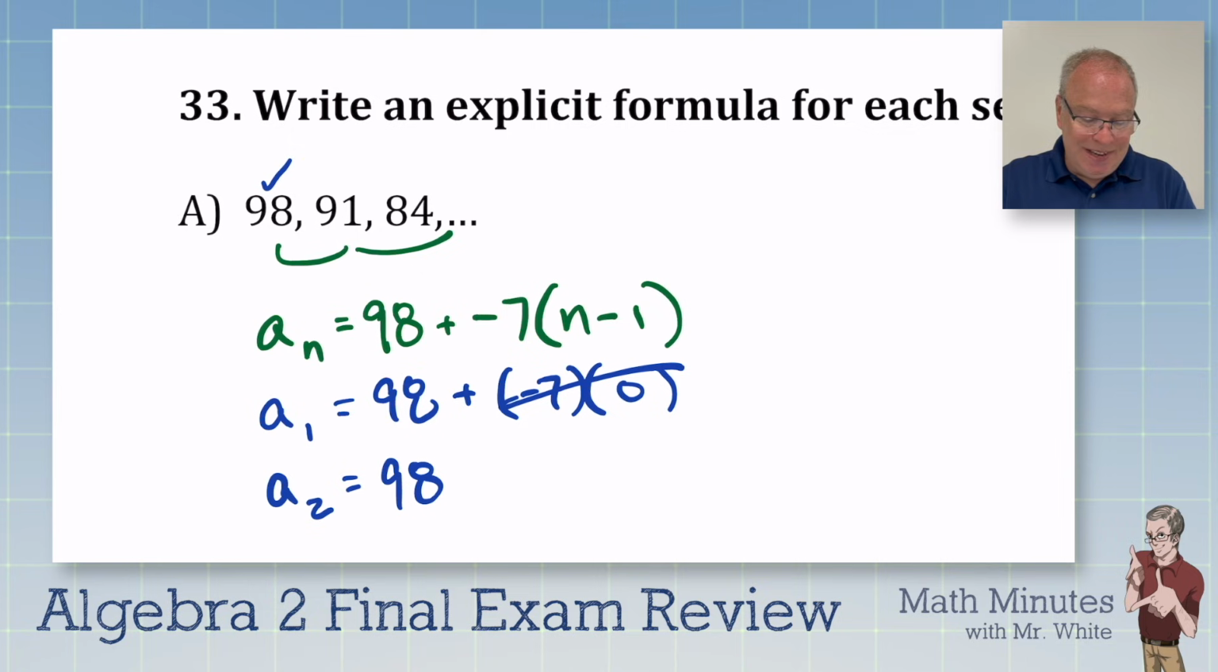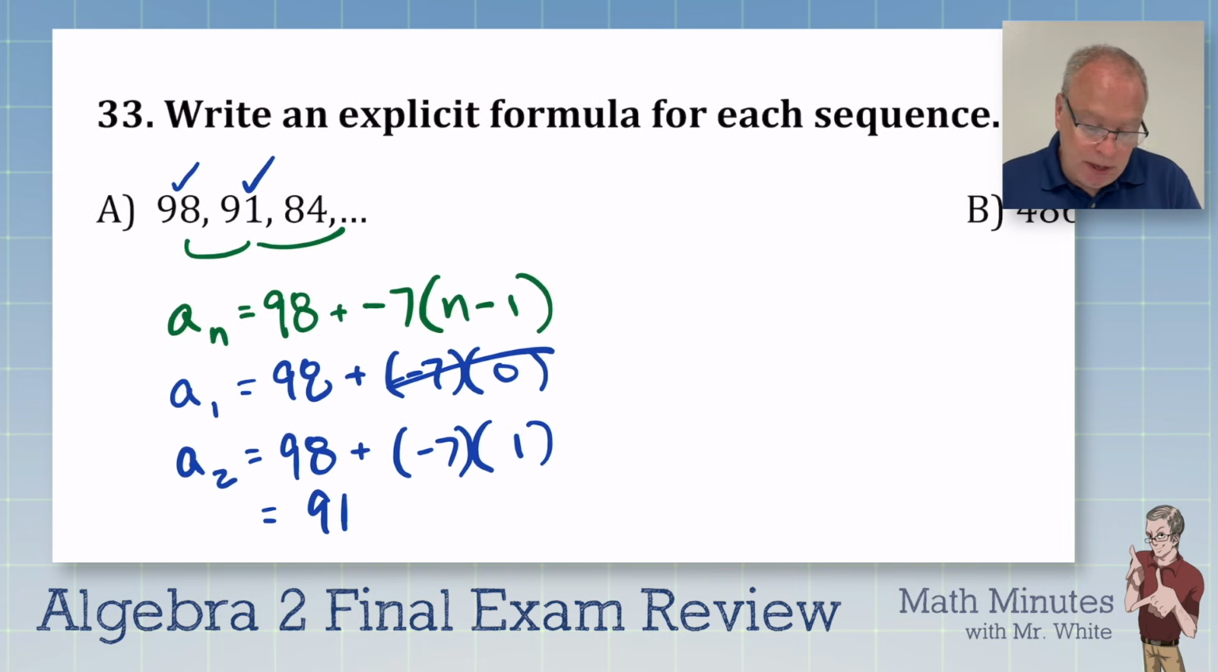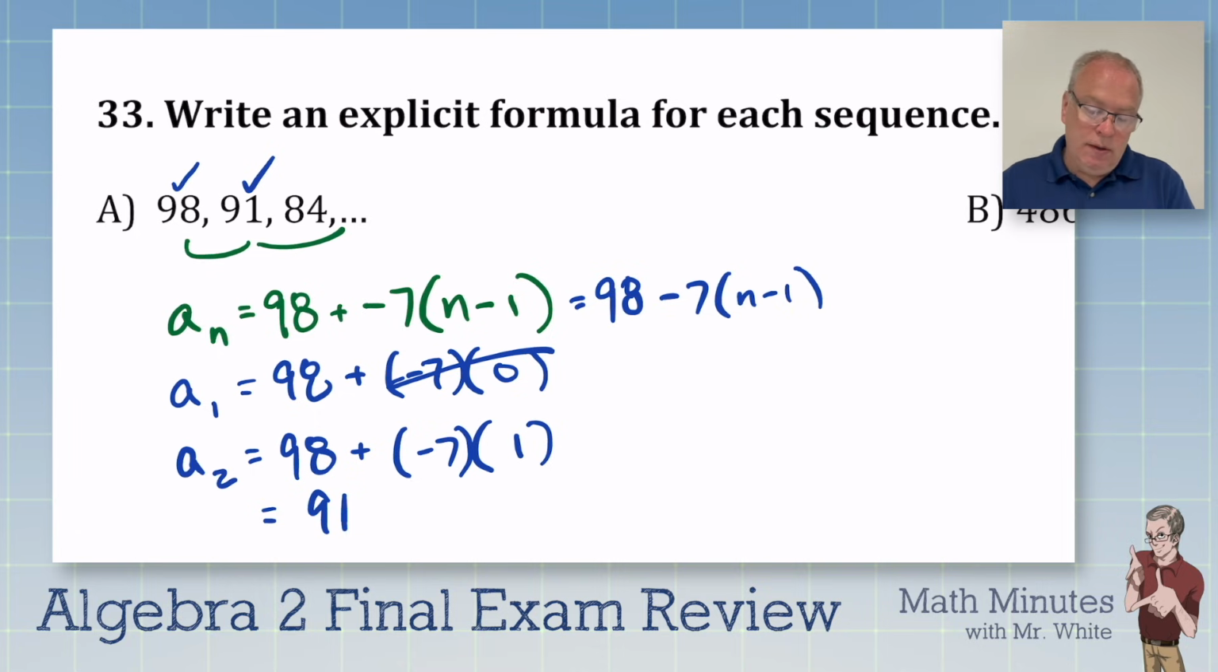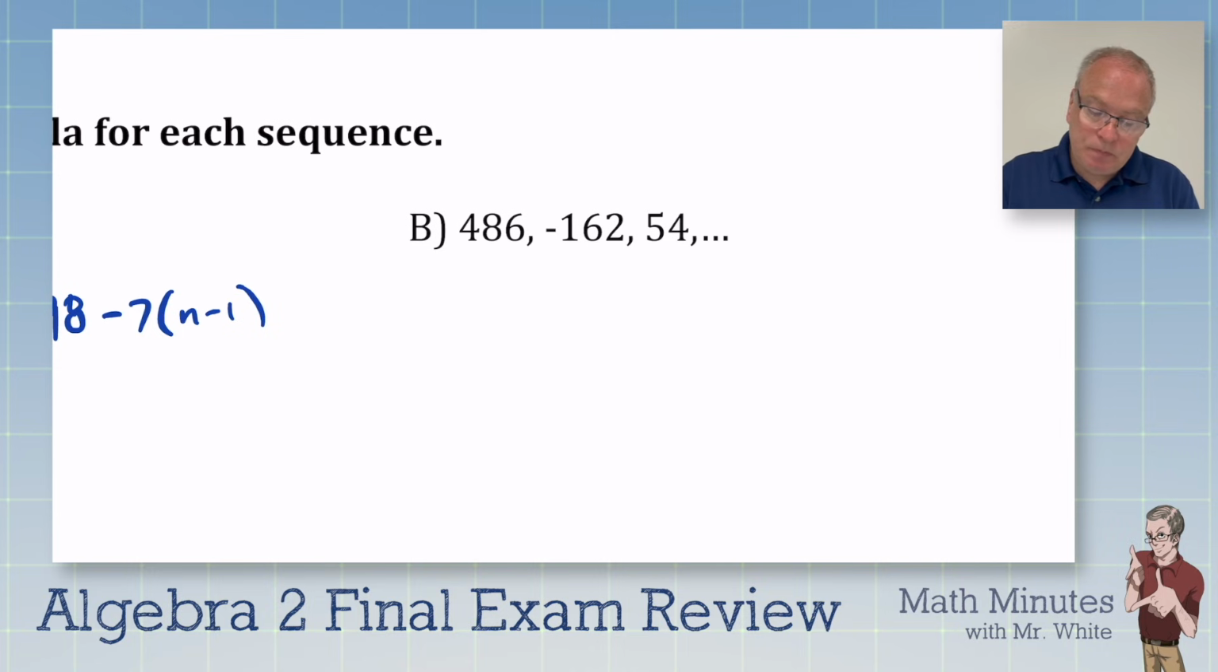Now let's do the second term. 98 plus negative 7 times n minus 1 would be 1 this time. And you see how we get 91. So it works. So there's our explicit formula. You could write it a couple different ways. You could write 98 minus 7 times the quantity n minus 1, or you could even use the distributive property and simplify it from there. But there's the formula.